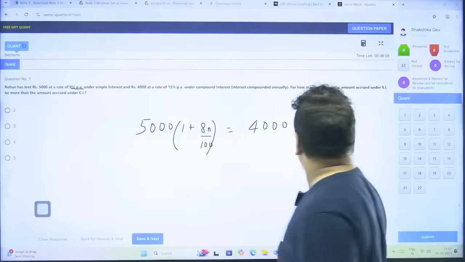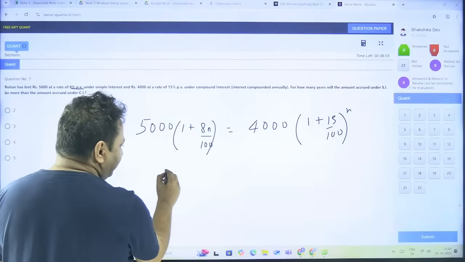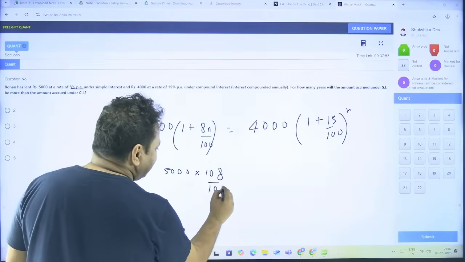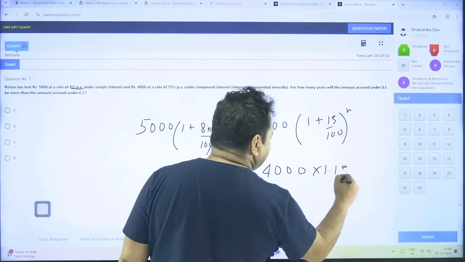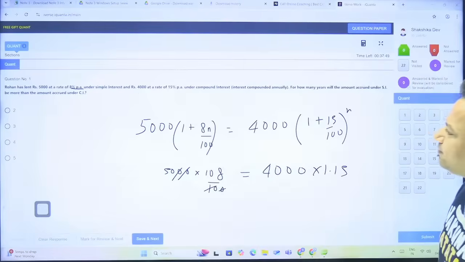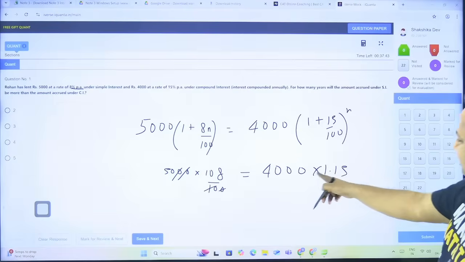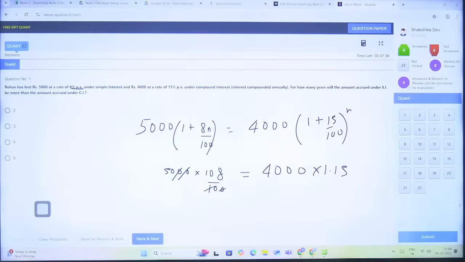I'll put n equal to 1. This is going to take me a lot of time. I can use the calculator. At n equal to 1, 5,000 multiplied by 1 plus 8 by 100 is 108 by 100. So much to calculate here, guys. And 4,000 times 1.15. In this case, simple interest is more. I won't even solve it. It's visible, right? This is 600, 4,000 times 15 by 100 is 600. This will be 5,400 and 4,600. In the first year, SI is more.